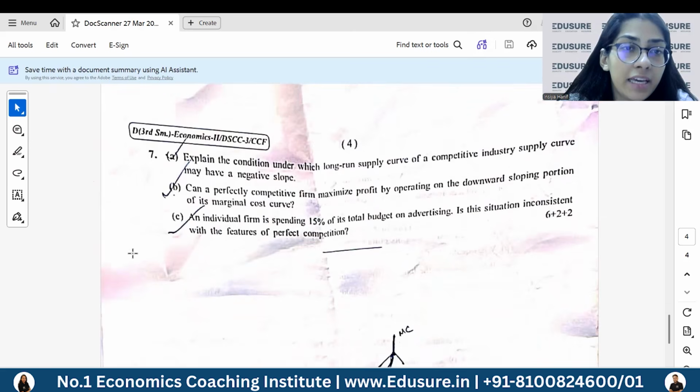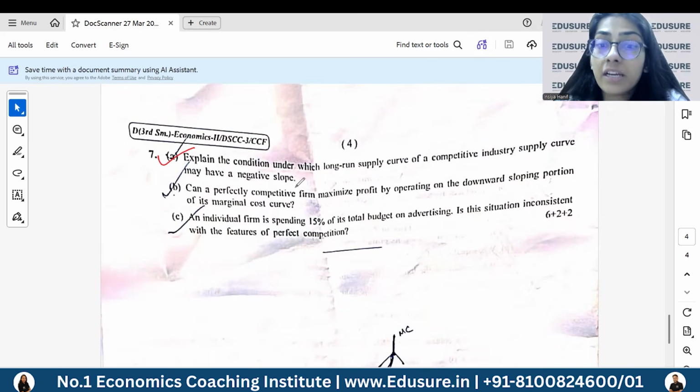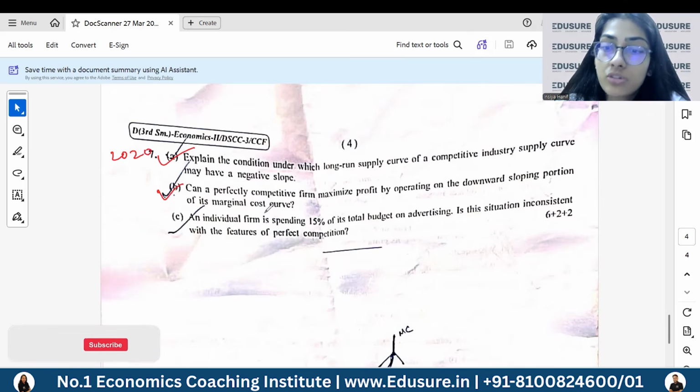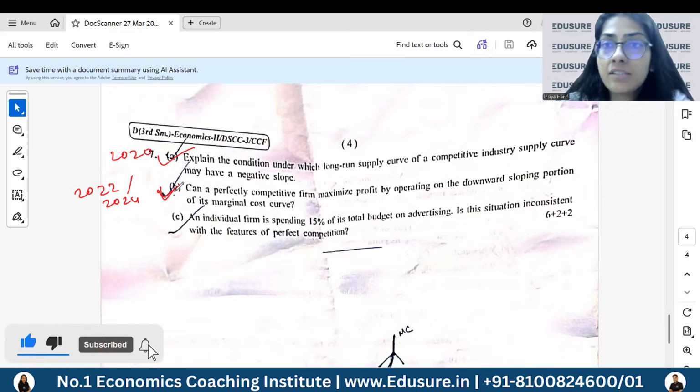Last part, 7, part A. Explain the condition under which long run supply curve of a competitive industry may have a negative slope. This is a repeated question जो 2020 से आया हुआ है. Okay. Part B is, can a perfectly competitive firm maximize profit by operating on the downward sloping portion of its marginal cost curve? This is also a repeated question. ये आपका 2022 and 2024 में आया था, and it's a very easy question.